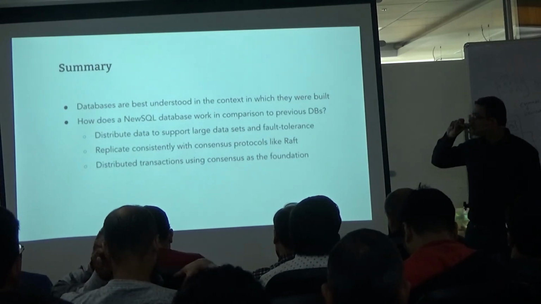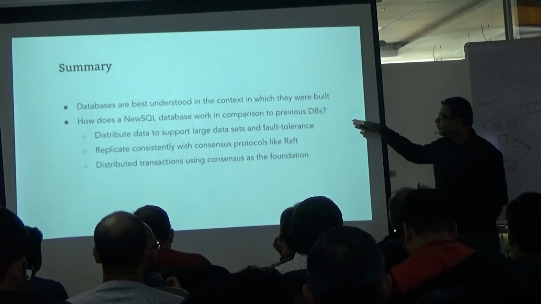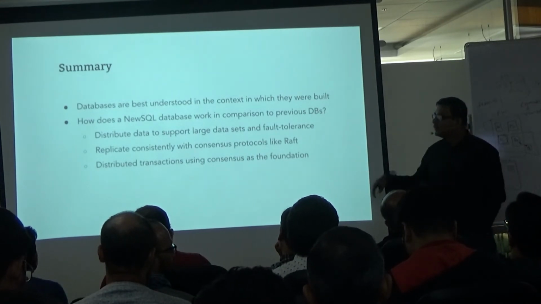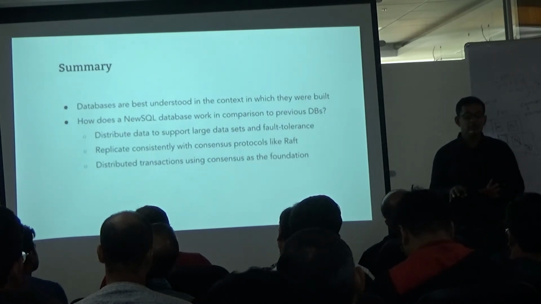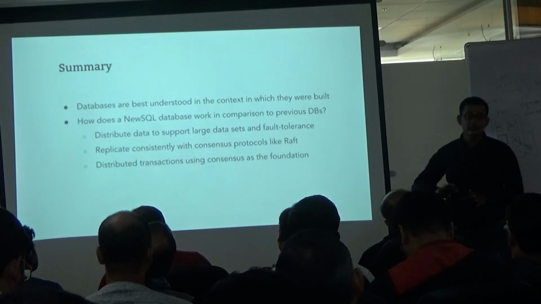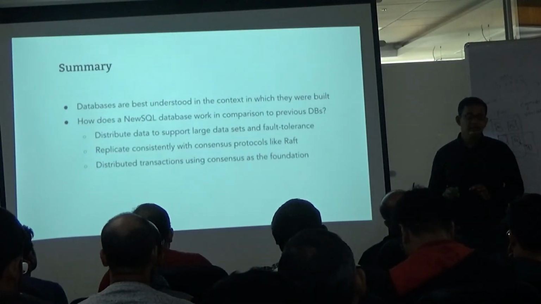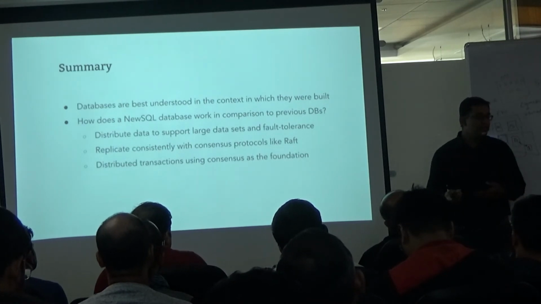So the summary is something like this. Basically, NoSQL databases are a result of all the existing algorithms plus this distributed consensus algorithm. So whatever we know, they're not doing anything new as such, but they have merged a lot of concepts.